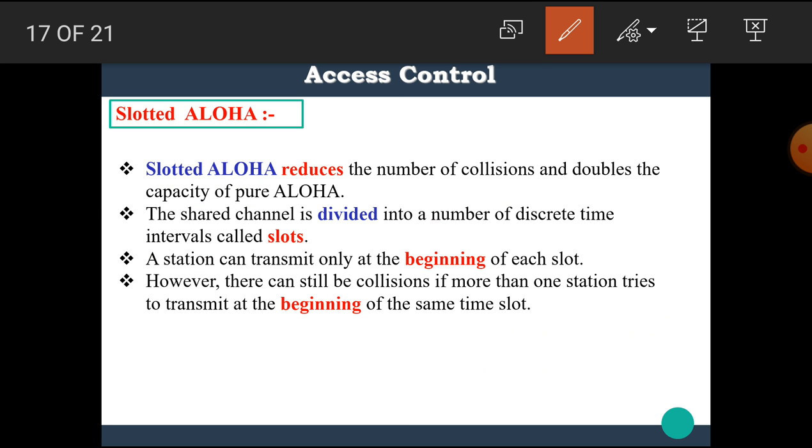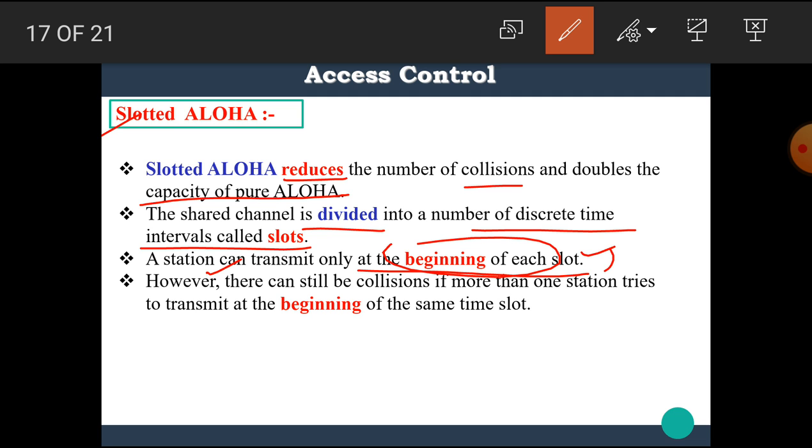Now let's see the explanation about the slotted ALOHA. The slotted ALOHA reduces the number of collisions and doubles the capacity of pure ALOHA. The shared channel is divided into a number of discrete time intervals called slots. A station can transmit only at the beginning of each slot, whereas in pure ALOHA, the station can transmit at any instant of time. This is the main basic difference between pure ALOHA and slotted ALOHA.